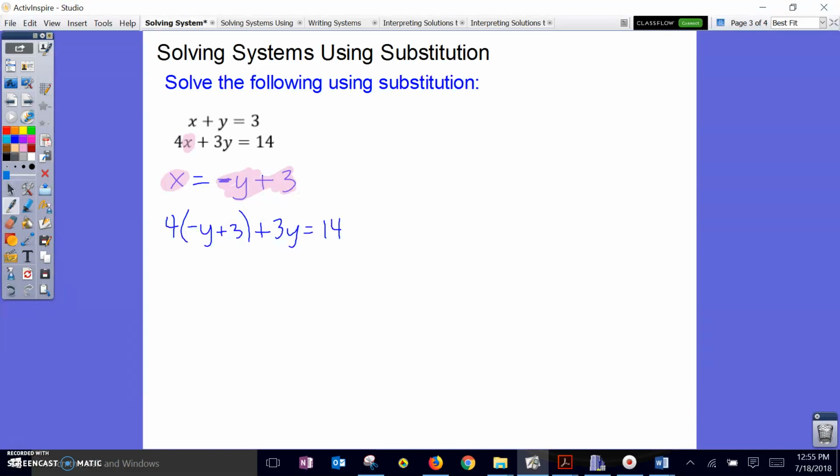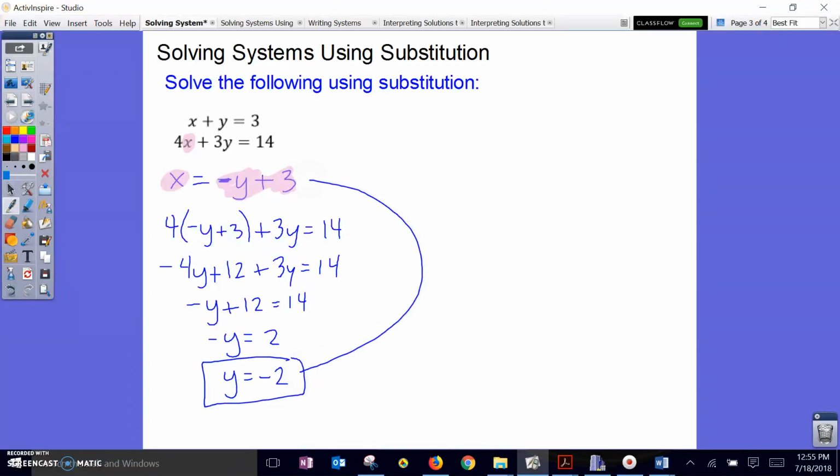And now I'm going to solve for the variable that remains. We still have a y in the equation. We distribute the 4. Combine like terms. Subtract 12 from each side. Divide both sides by -1. We get y equals -2.